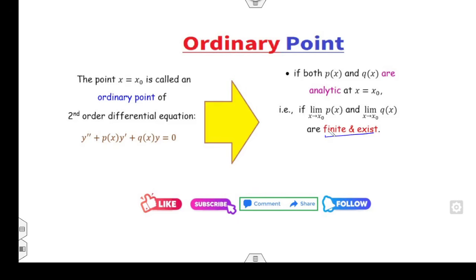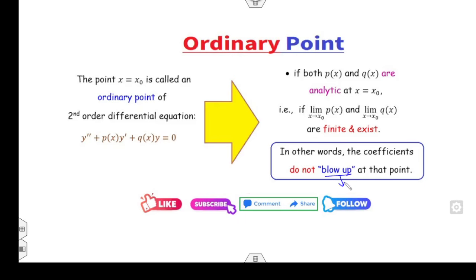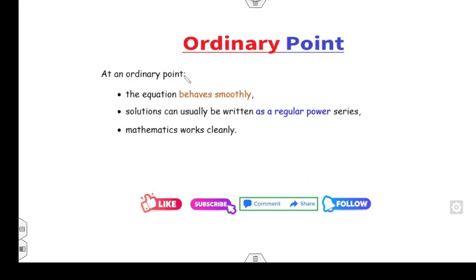और इसका क्या मतलब होगा? Once both p and q are finite, you can apply the Taylor methods, or in other words you can say p(x) and q(x) do not blow up. Blow up का मतलब infinity. ये infinity पे इसकी value नहीं जाएगी. That means the coefficients do not blow up. Once the point is ordinary, the solutions behave smoothly, and you can always apply the power series method.